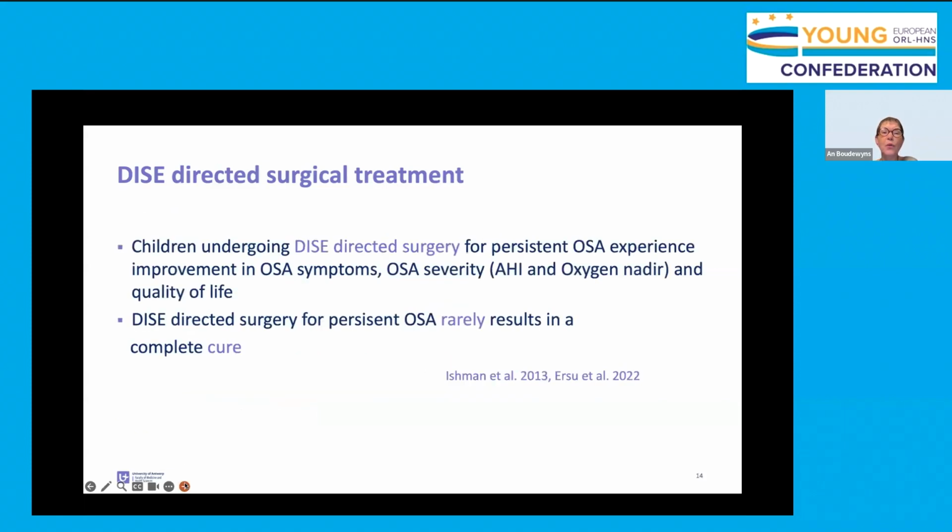So when we look at the studies that looked at the outcome of DICE-directed complementary surgical treatment, it's clear that in most studies there is an improvement in OSA symptoms, an improvement in OSA severity based on polysomnography, and an improvement in quality of life. But nevertheless, it rarely results in a complete cure when you look at the figures of the apnea-hypopnea index.